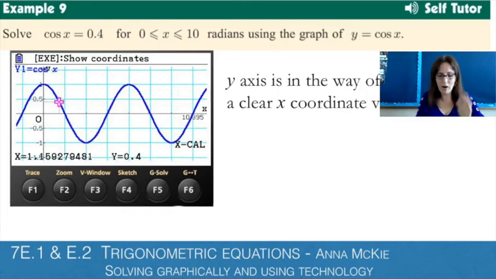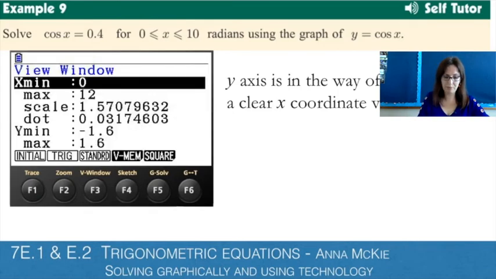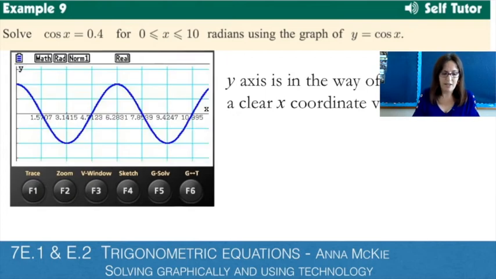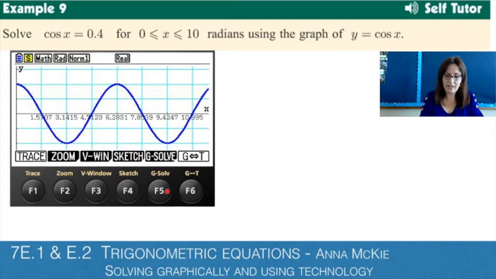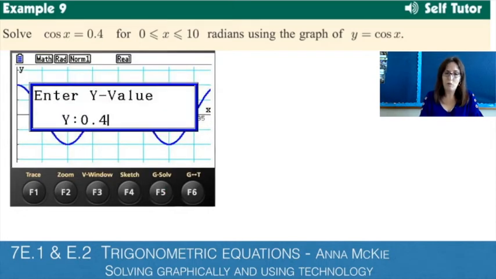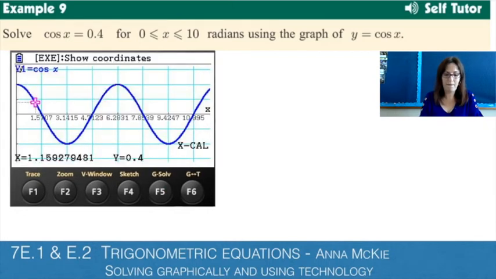And then if you arrow across to the right, you'd get the next one. But as you can see, the y-axis is getting in the way. There is a way of adjusting this. Let us accommodate in our view window. If we go back into view window and change it so that we don't have a y-axis and we'll just have it at minimum 0, that should accommodate that. So that's a technique that you need to try if you can't read something on your screen. So here's our y-axis, nicely done, and we're going to Shift G-solve again for that y value of 0.4. And here we are, we can nicely read off our x number now.